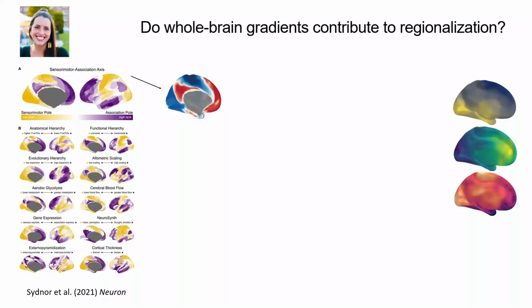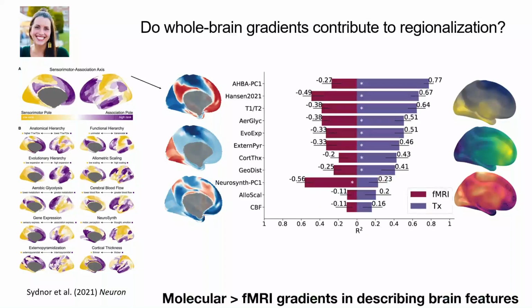To be fair, we actually tested them against the top 3 functional gradients. We fit linear models with one set or the other set and asked which of these models explained the cortical topography of these features better. And we found that across nearly all features, the molecular gradients better explained the topography of these cortical features. So that was pretty interesting.